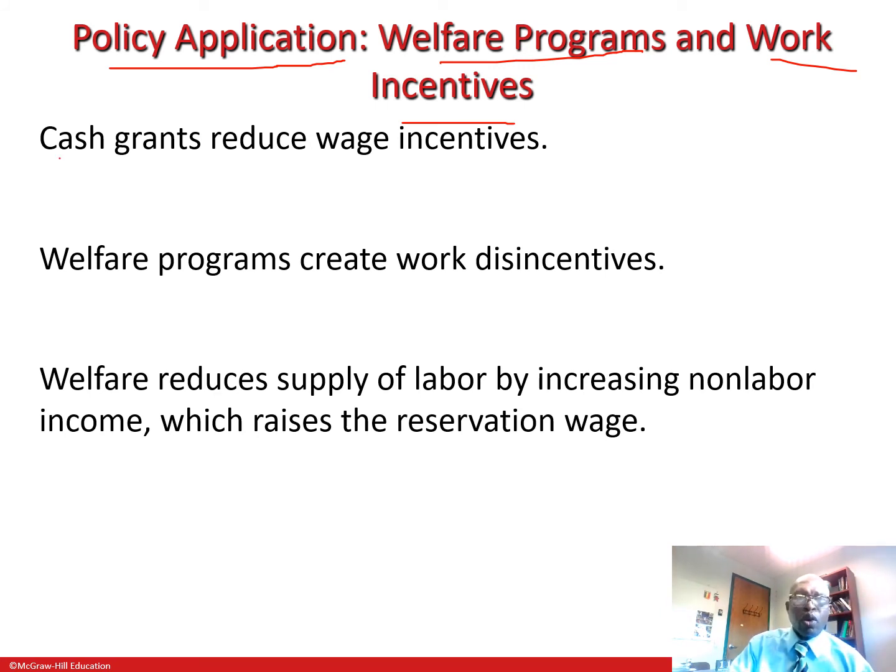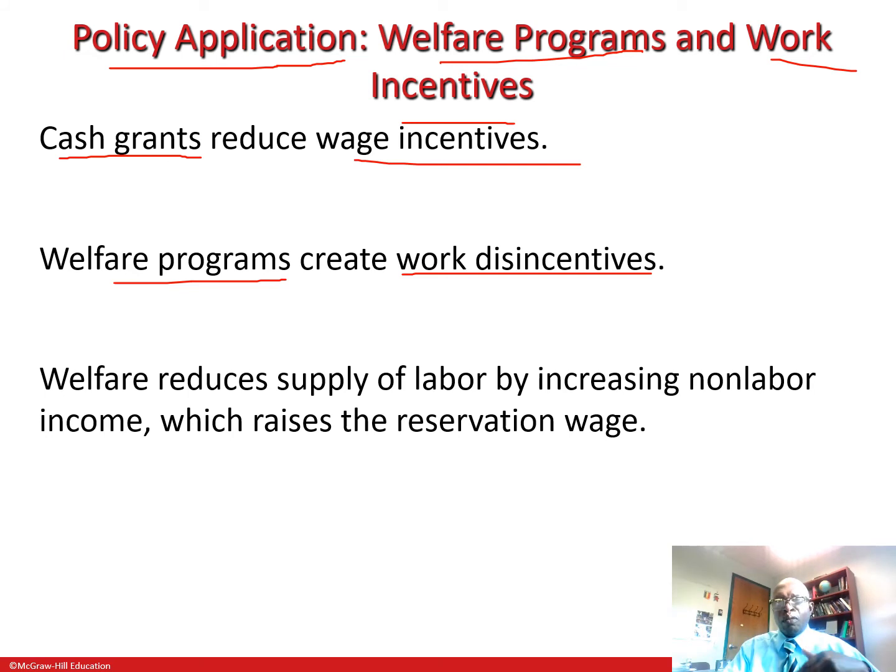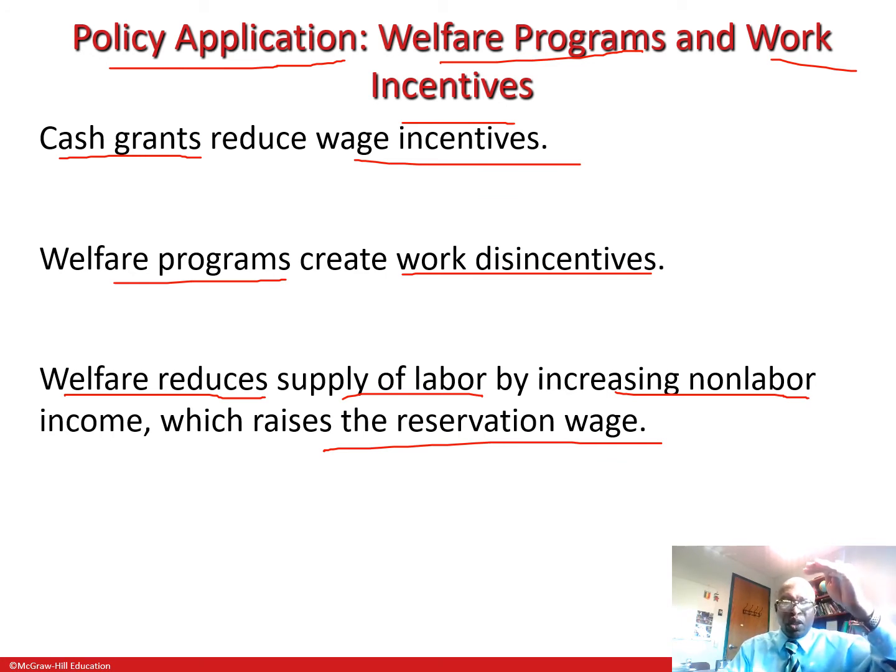For instance, a program like a cash grant reduces wage incentive. Also, welfare programs create work disincentive. Workers will not be interested in working at all because they're receiving assistance from the government. Welfare also reduces the supply of labor by increasing non-labor income. By increasing non-labor income, this will also raise the reservation wage for workers. With a higher reservation wage, workers will not be interested in working.